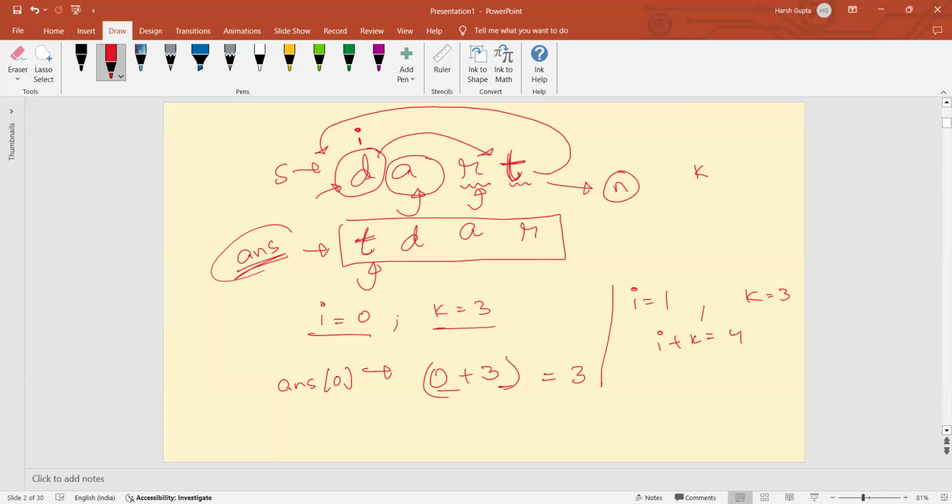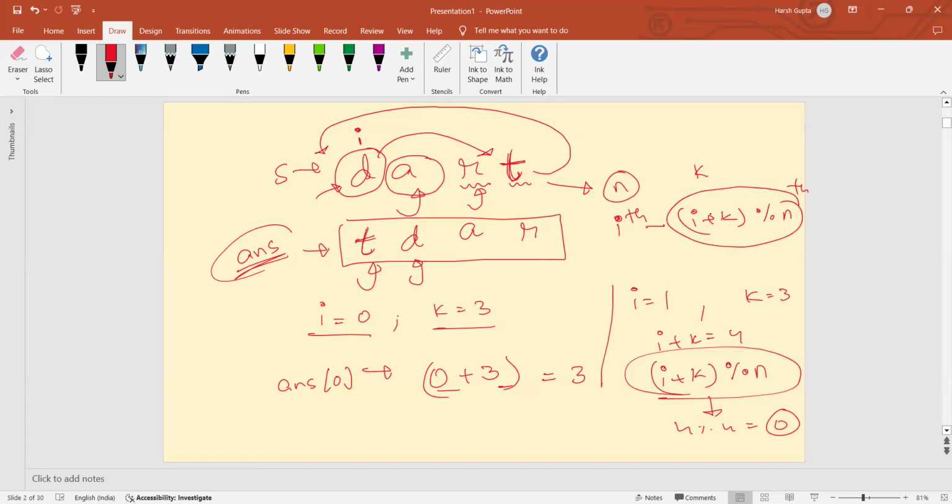So what was the answer? What was actually the answer for A? The actual answer for A was D, isn't it? If we simply calculate i plus k modulo n, in that case we would get 4 modulo 4, which is 0. And the character at the 0th index of the string will be our answer. So can we say that for any ith character, the (i plus k) modulo n th character in the string will be our answer? And why is it working? Why are we able to do that? Because we need to consider the string in cyclic order.